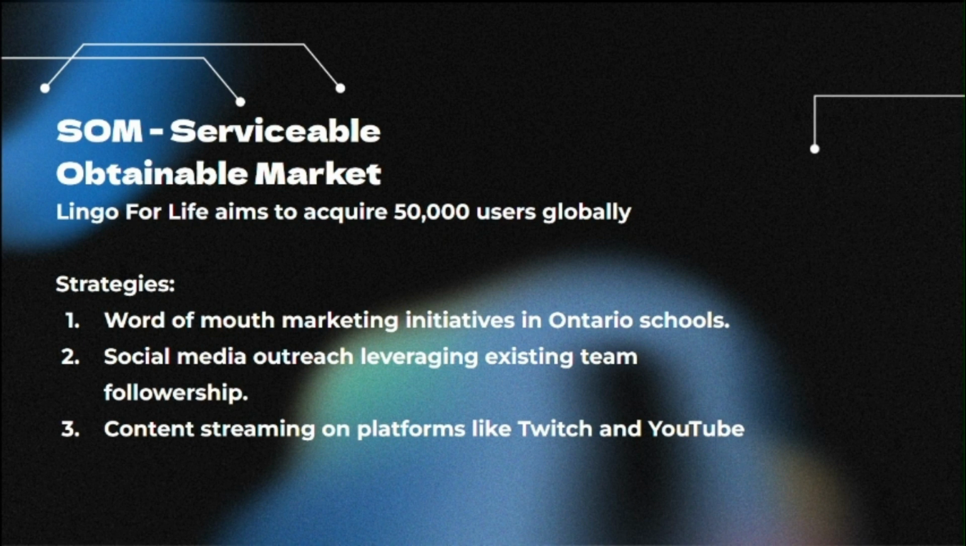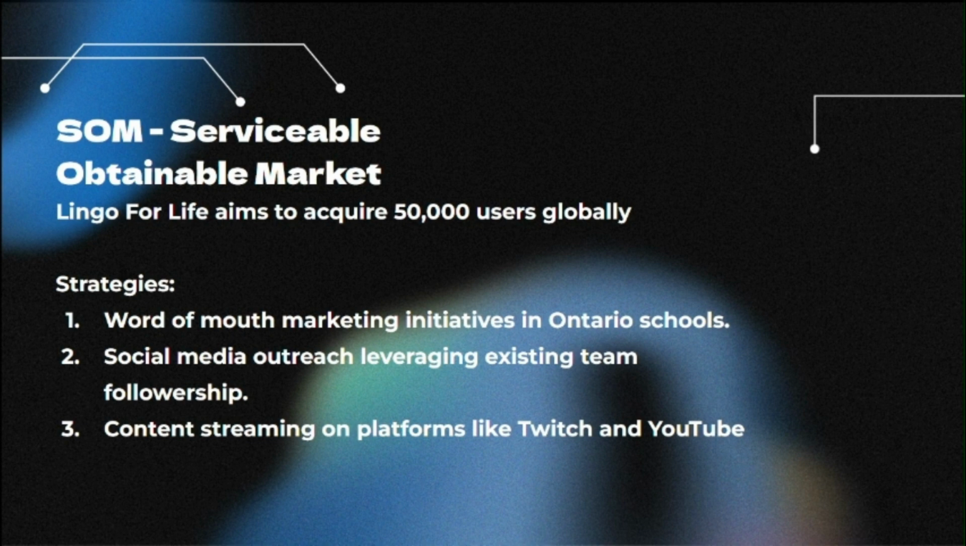Next is the serviceable obtainable market. This is the market size that we think we can realistically achieve, and the time frame that we gave ourselves is until the end of summer. Our strategy of growing to 50,000 users globally is, for the most part, pretty organic. We want word of mouth initiatives, especially in Ontario schools, just telling students to use our application for learning French for French class or another language.